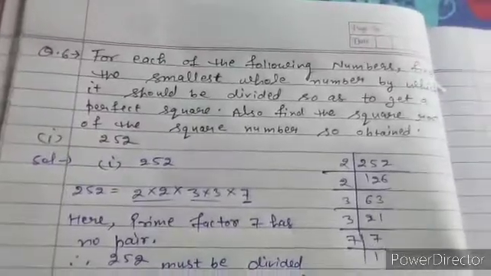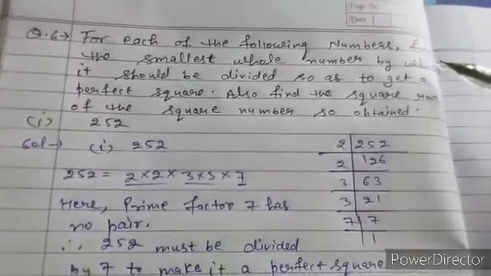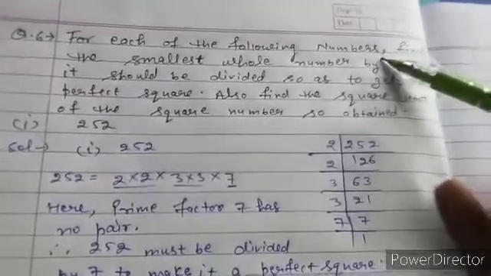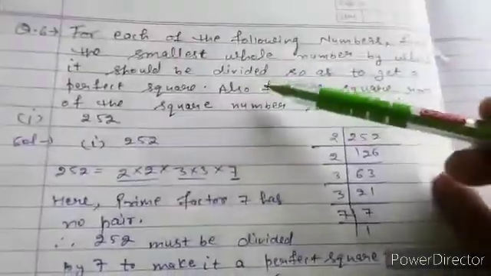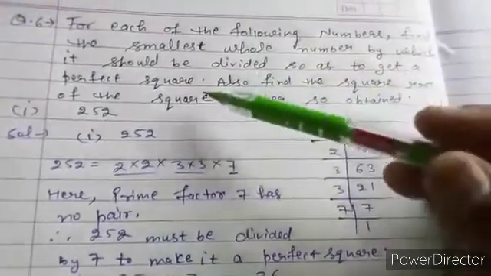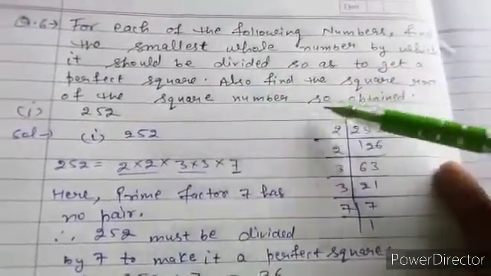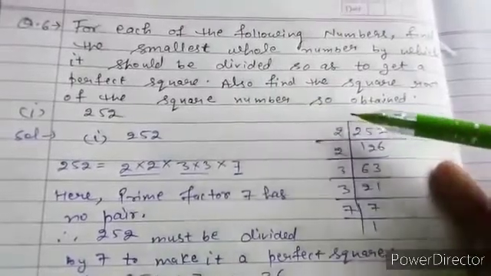NCERT 8th class math exercise 6.3 question number 6. For each of the following numbers, find the smallest whole number by which it should be divided so as to get a perfect square. Also find the square root of that square number so obtained.